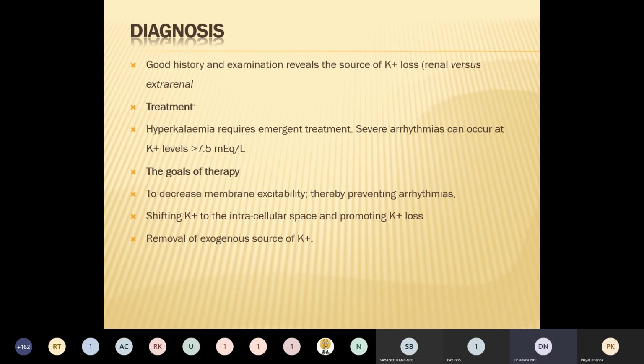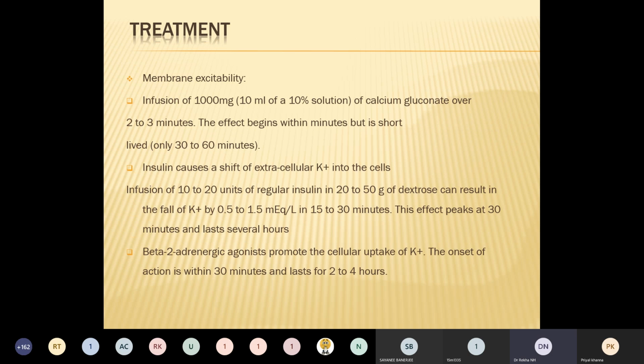We have to have some goals. One is to decrease membrane excitability, so that even in a patient with potassium more than 7, we prevent arrhythmias. Next, we have to do transcellular shifting, promote potassium loss, and remove any exogenous source of potassium. For membrane stability, we give calcium gluconate, 10 ml of 10%, over 10 to 15 minutes, but its duration is very short.